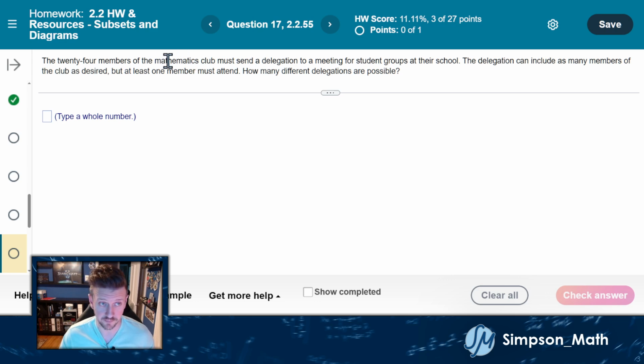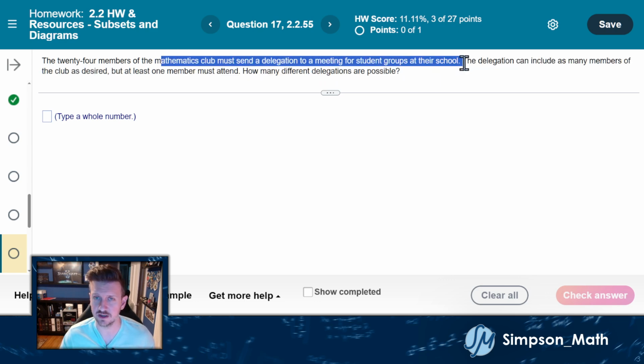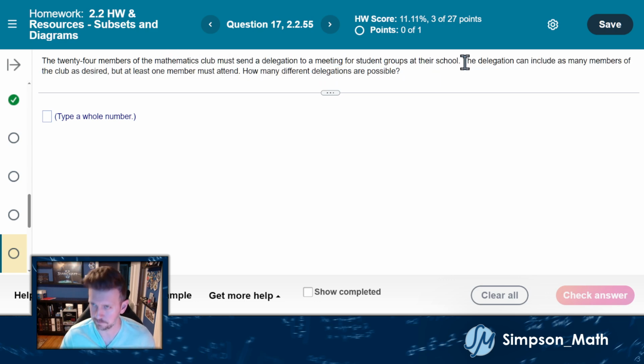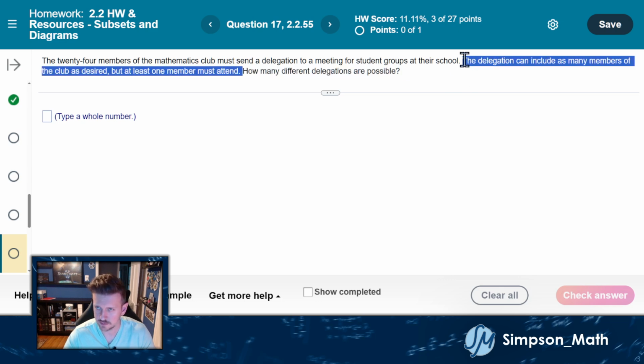So they're going to send a delegation to a meeting at their school. The delegation could include as many members of the club as desired, but at least one member must attend. So all 24 could go, all the way down to one person could go. So let me put back up this diagram we just had a second ago.